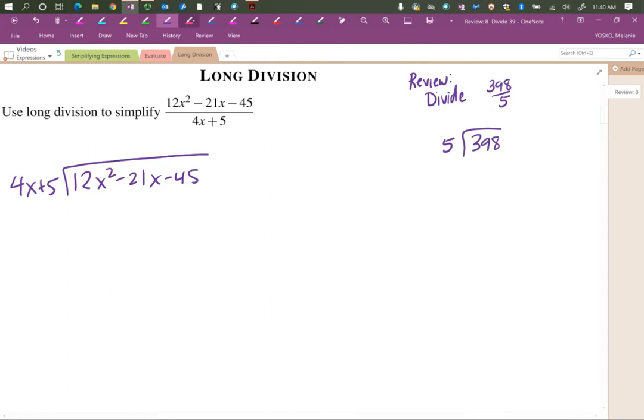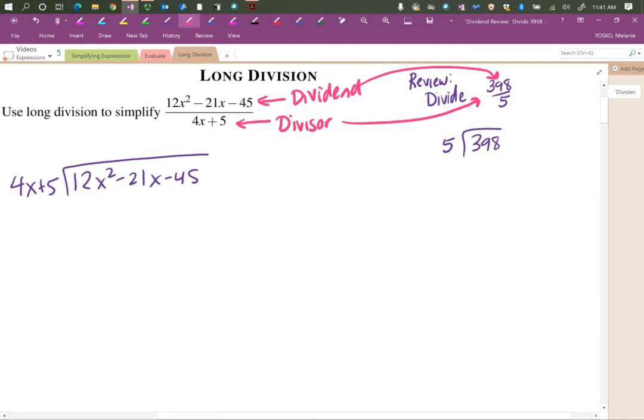So I want to label, name these. The thing that we're dividing is called the dividend. So the 398 is the dividend, as is the 12x squared minus 21x minus 45. The term that is in the denominator that we're actually dividing by is called the divisor. So in this example, 5 is your divisor. Okay, so let's start with this example from a long time ago.